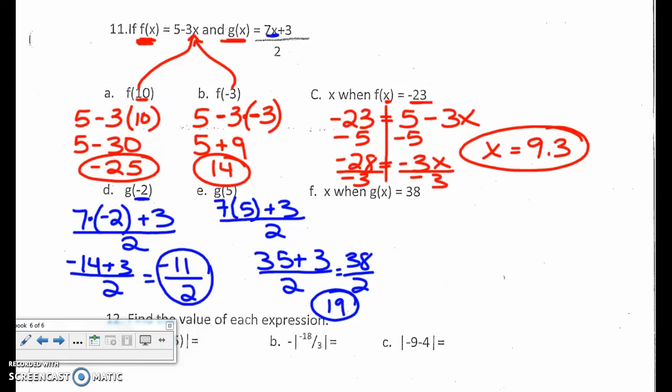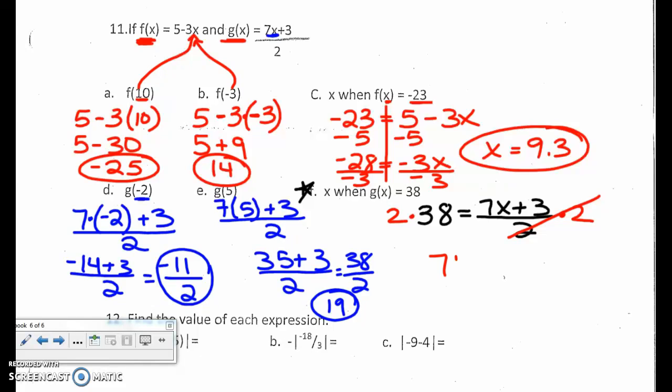Now F, again, is an output, so we're going to put it on the outside of our function. This one was a challenge. That's a challenge problem, so it's fine if you did not get the same answer, but please make sure you follow along. Now it kind of goes against everything that we usually do. We're actually going to multiply by 2 first because we want to get rid of that denominator.